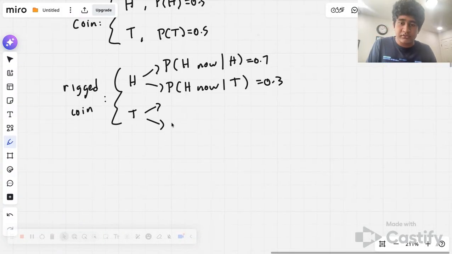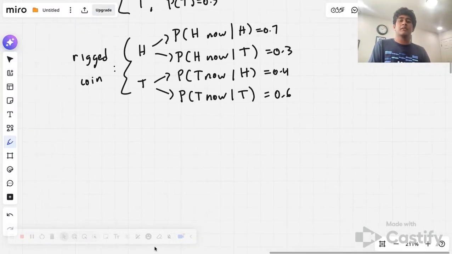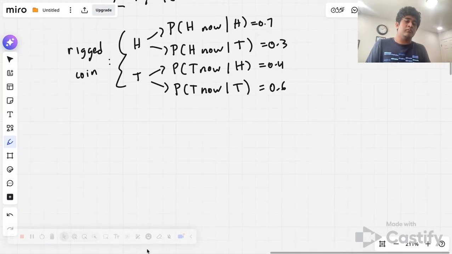For tails, say that we have tails now. The probability that the state remains unchanged at tails is 0.6, and then that means that the probability that the state changes from tails to heads is 0.4. So these are the rules of our game. And our game is just a simulation of coin tosses, right? So say I have a little table over here and I'm flipping my coin, my rigged coin.